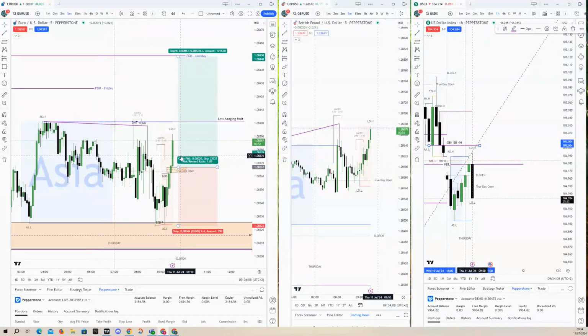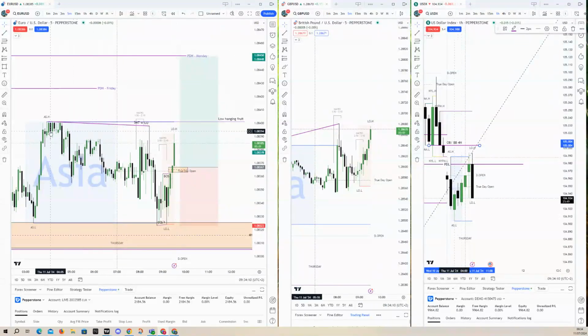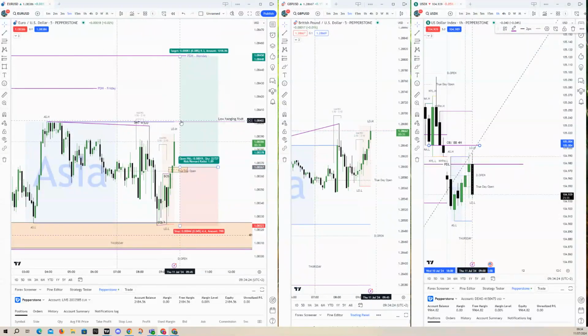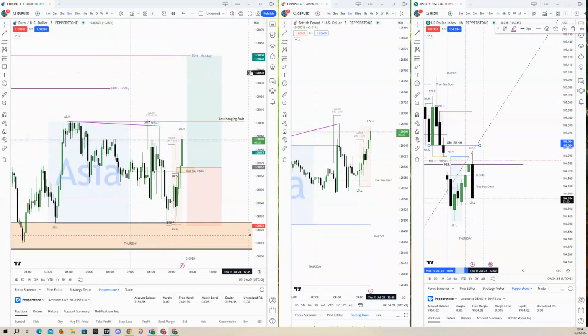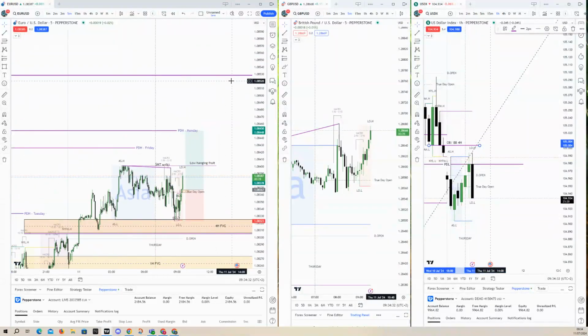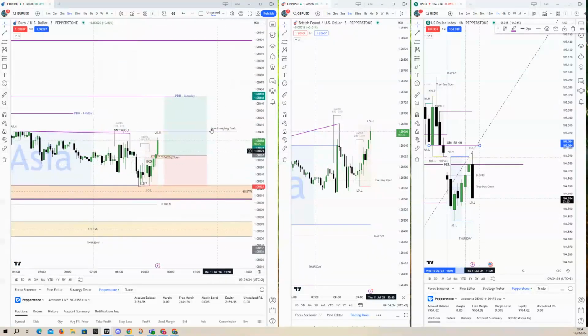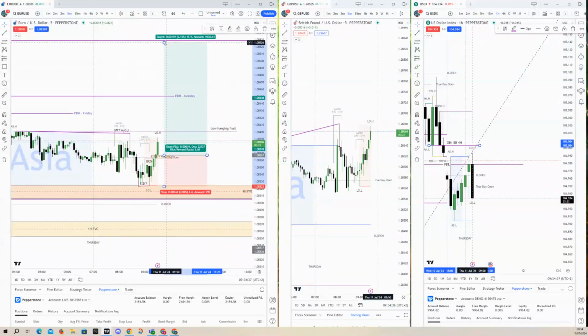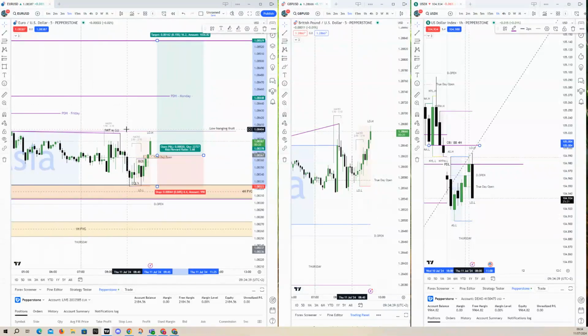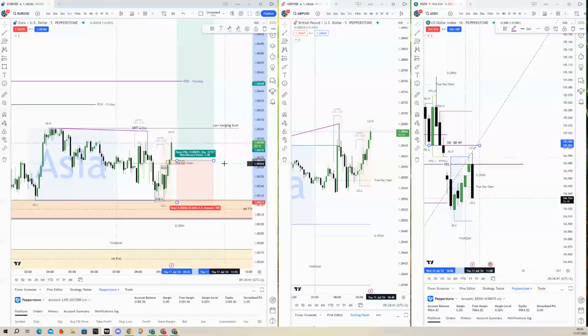I wouldn't really consider this an A plus setup, because it would have been better if this had been a really larger retracement, plus the low hanging fruit, which is the first target, has basically already been reached. But since the drawn liquidity over there is quite a bit further away, there's still momentum, let's say, to enter the trade.